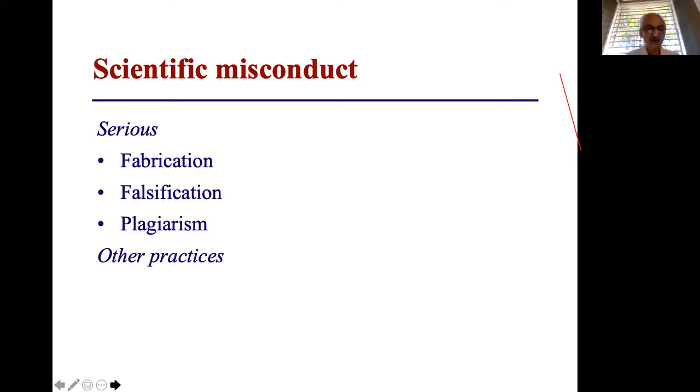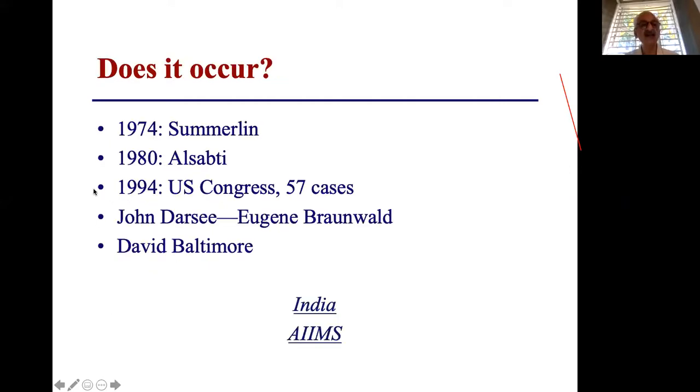A word or two about scientific misconduct. It's becoming a problem in a lot of places. Fabrication of data, falsification of data, and more commonly plagiarism. And all these are issues which can cause problems in people's careers, and we should be very careful about this. Does it occur? Yes, it does. There are numerous instances that have been documented worldwide.